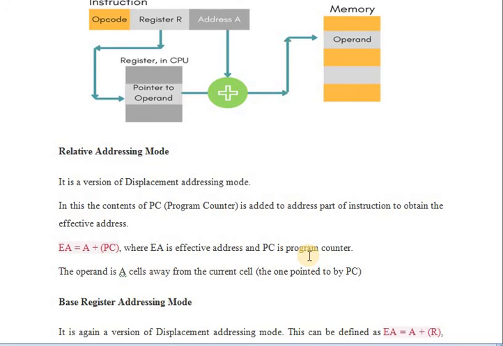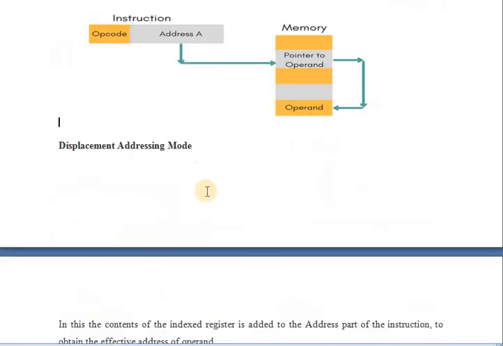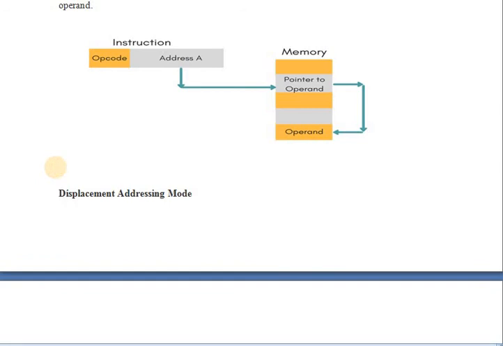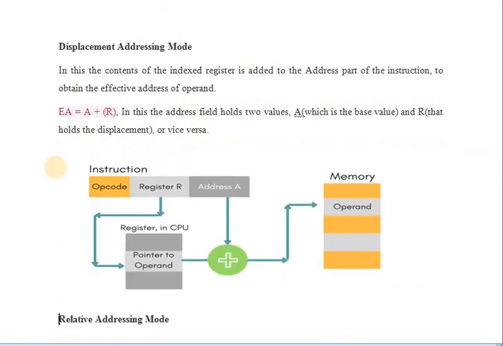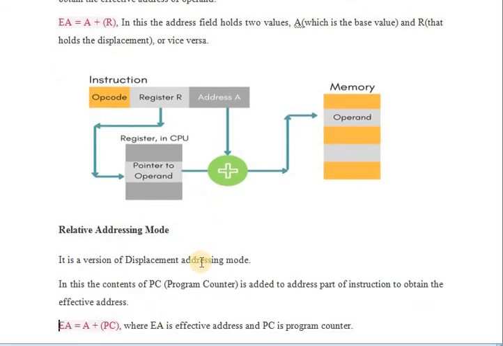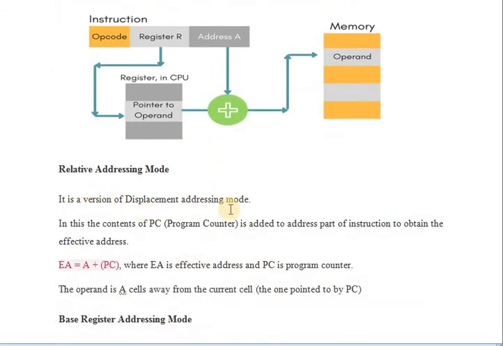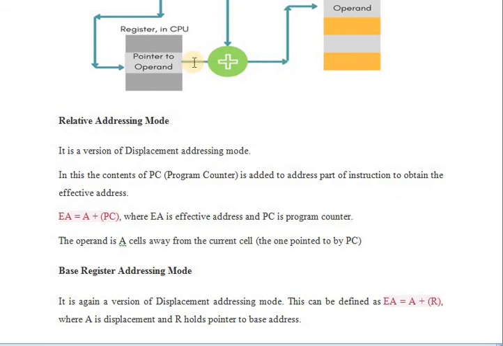Now the relative addressing mode. It is a version of the displacement addressing mode. In this mode the content of the program counter is added to the address part of the instruction to obtain the effective address. In displacement mode you added a register; here you add the program counter. Instead of the register, you add the program counter, PC.